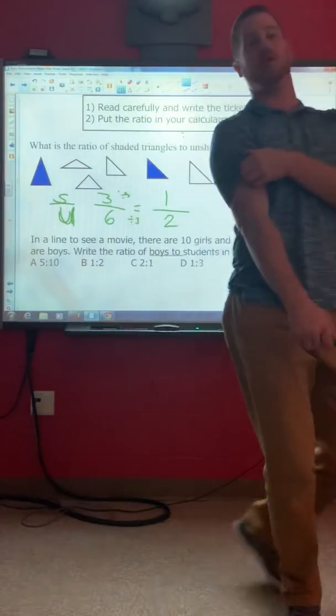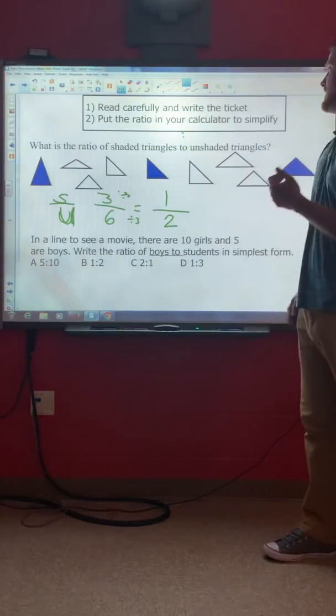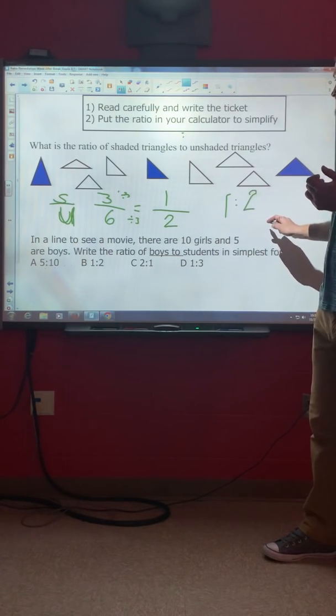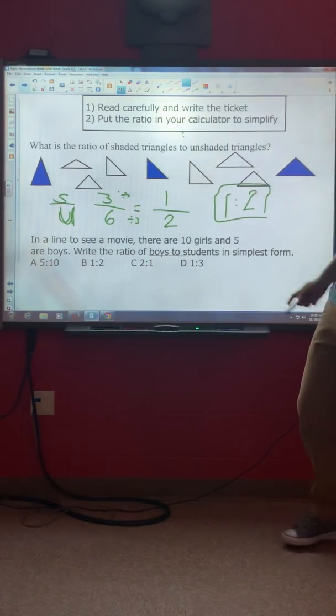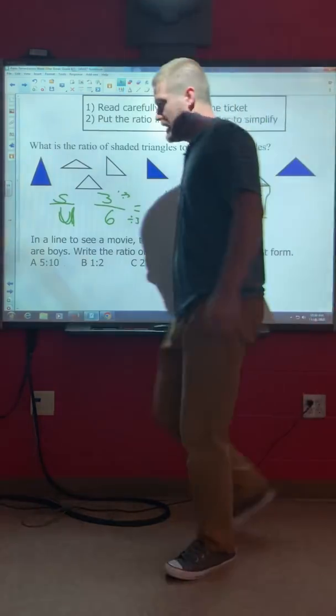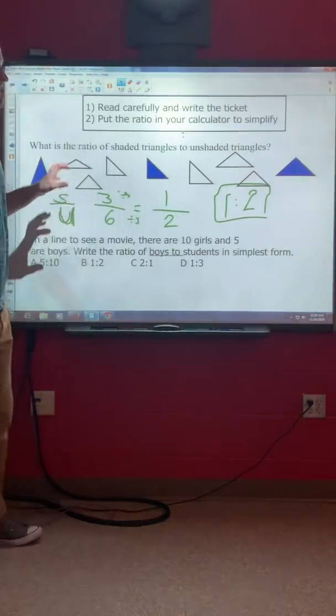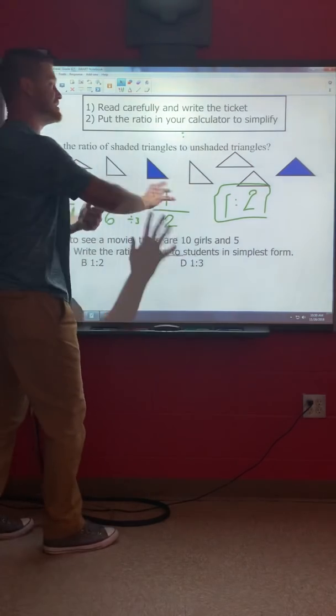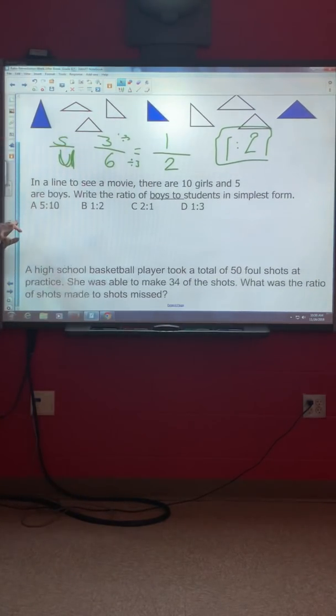Now, the answer is not 1/2. It's looking for a ratio. So they're saying there is 1 shaded triangle for every 2 unshaded. So the ratio is 1 to 2, which means that at that rate, there'll always be double the amount of unshaded than shaded triangles.